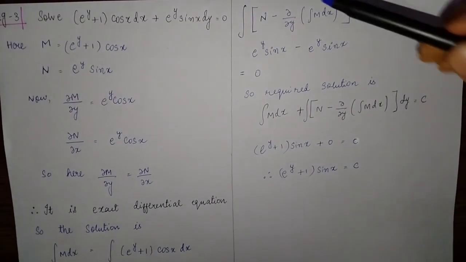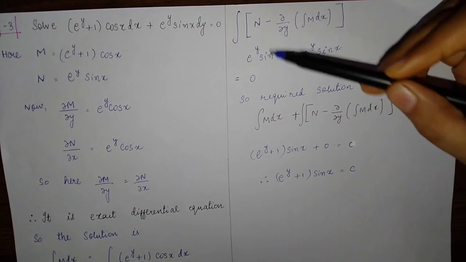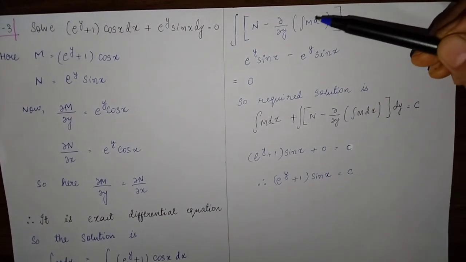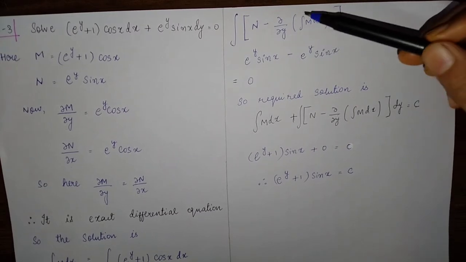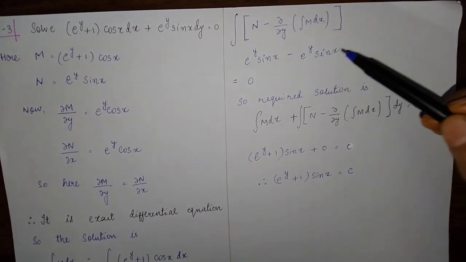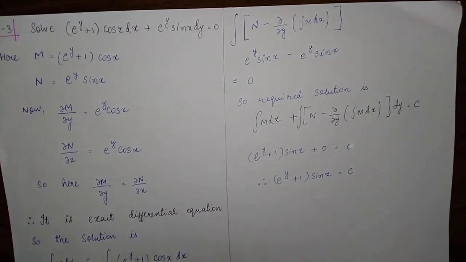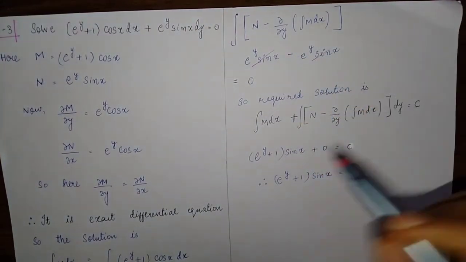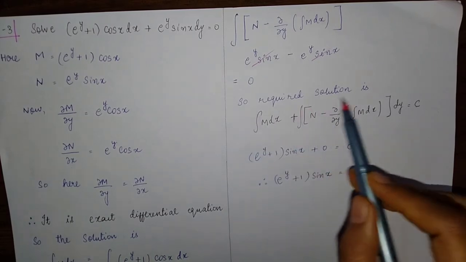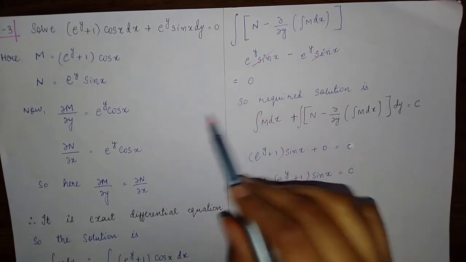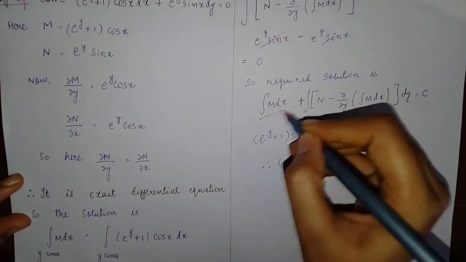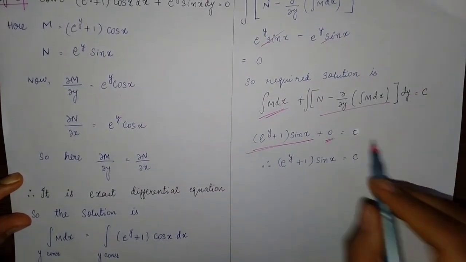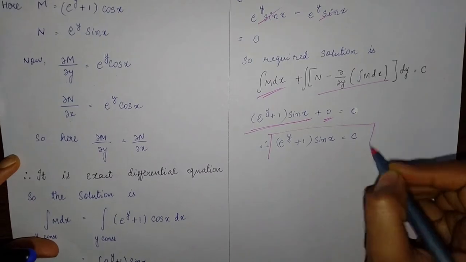Then we will move towards the third step, that is n minus del by del y of integral m dx. So if I am solving that, I am getting e raised to y sin x, but both the terms are getting cancelled, so I am getting 0. Okay, so the required solution will be, you have to add both the terms. So the answer of this term was this, and this term was 0. So by adding both the terms, we will get the final answer.